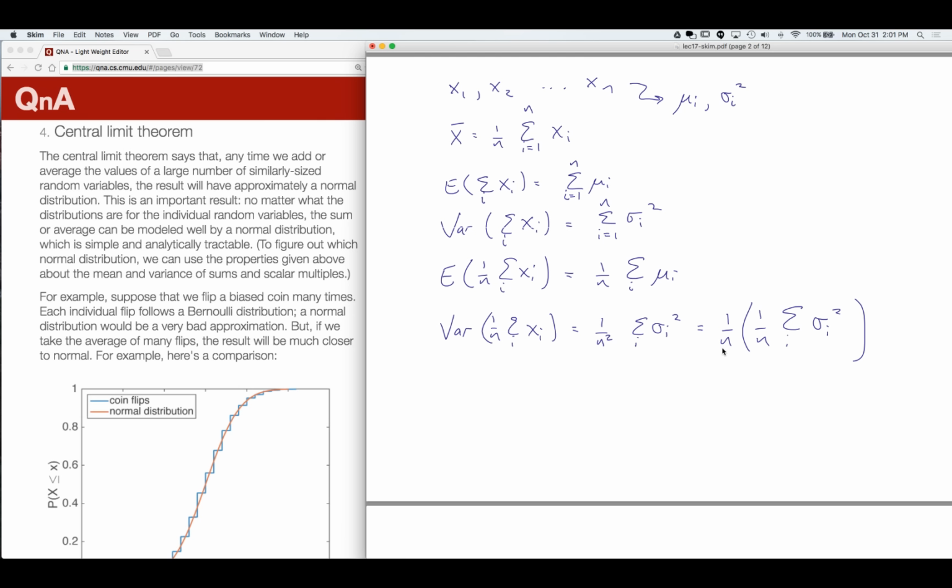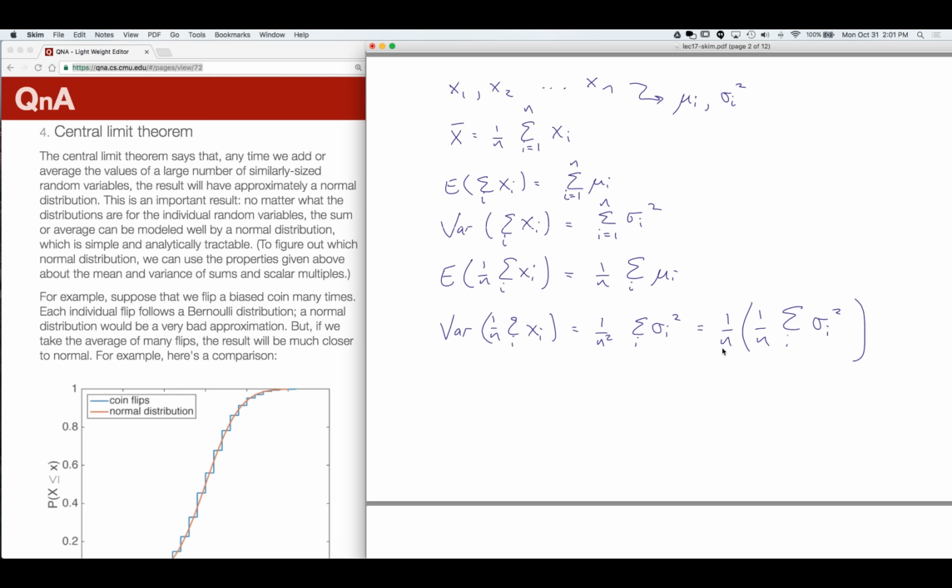So, for example, suppose that we were to flip a biased coin a whole bunch of times. Each one of the flips would itself be very far from normal. Each flip is a Bernoulli, and that's not at all close to a normal distribution. But if we take the average of a whole bunch of flips, we're going to get something that looks a lot like a normal distribution.